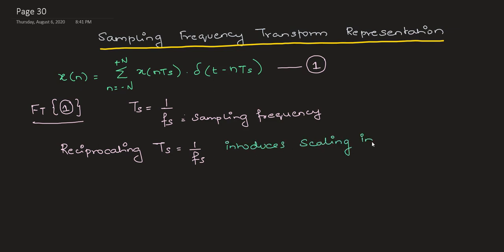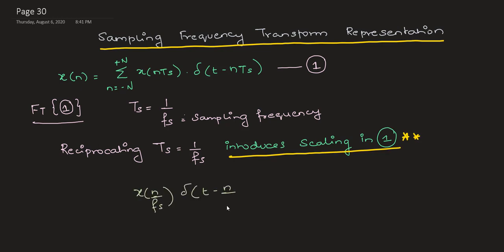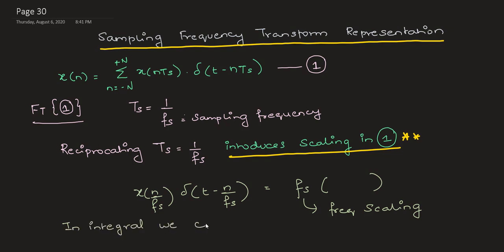So when I reciprocate Ts equal to 1 by Fs, it is going to introduce scaling in 1. So what it means is your frequency transform is going to have a frequency scaling Fs, which is also going to be the amplitude of the sampling signal or the sampling equation in the frequency domain. Good. So why does the scaling come?